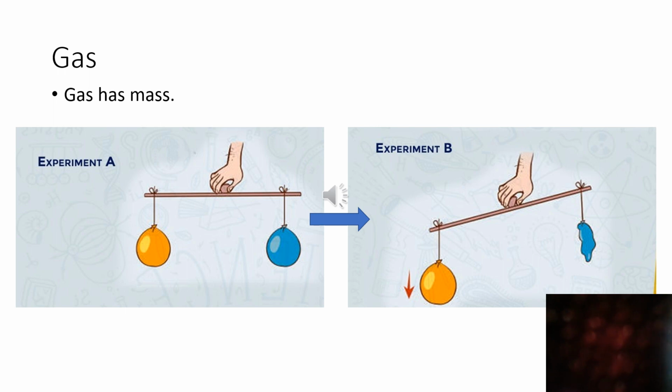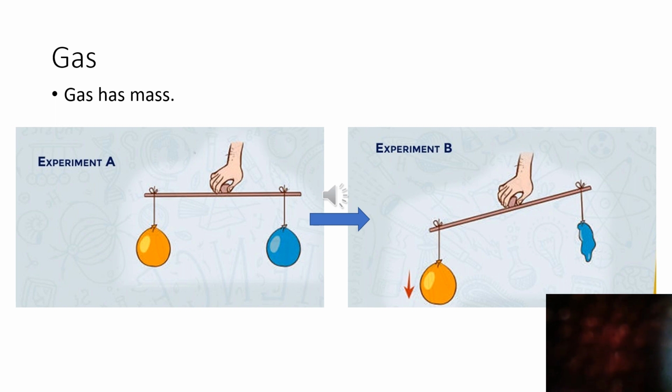Okay, we have already learned the properties of solid and water. Now we are going to learn the properties of gas. The first property, gas has mass. You can see from the picture, the investigation to prove that gas has mass. In experiment A, there are 2 balloons tied at the 2 ends of the rod.